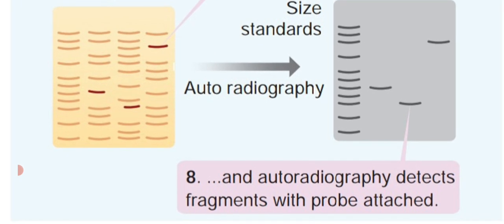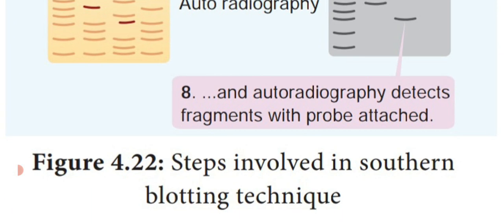Now the DNA fragments are separated by using autoradiography. The autoradiography detects the fragments to which the probes are attached. So those are the steps involved in Southern blotting technique.